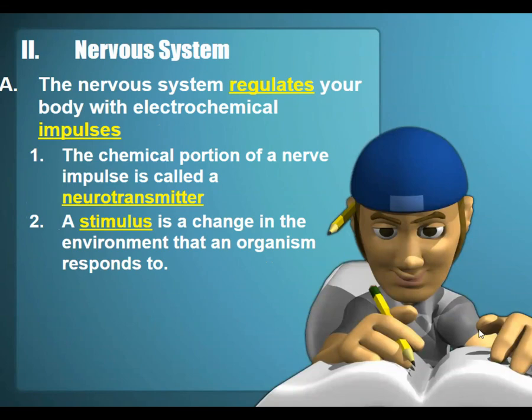Okay, our first body system that we're going to cover, and I know that we didn't really do these topics in class, so this is really just going to do an overview. And then you're doing a few specific lab activities during class. But the nervous system regulates your body with electrochemical impulses. The chemical portion of a nerve impulse is called a neurotransmitter. It's a type of protein. It has a specific shape, and it'll only work if your cells have that special shaped receptor to receive a neurotransmitter. A stimulus is a change in the environment that an organism responds to.